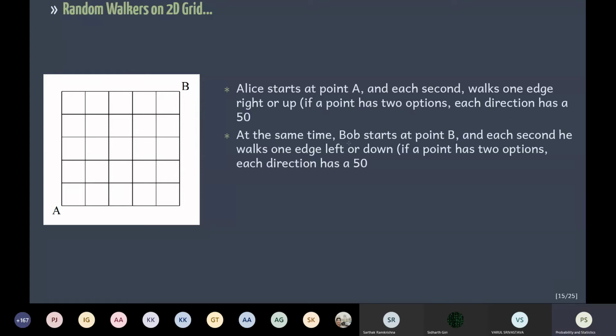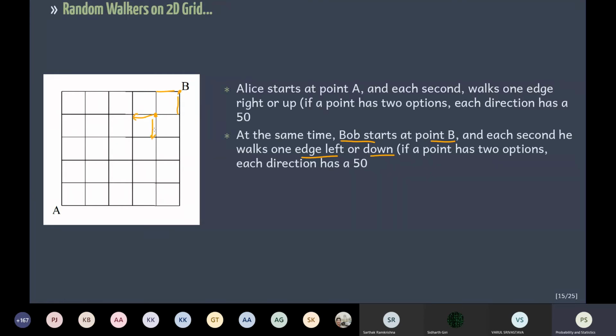Okay, at the same time, Bob starts at point B. So Bob starts at point B and he walks one step left or down. So he can go like this, one step left, or he can go down. So if Bob is here, then he can go left or he can go down.